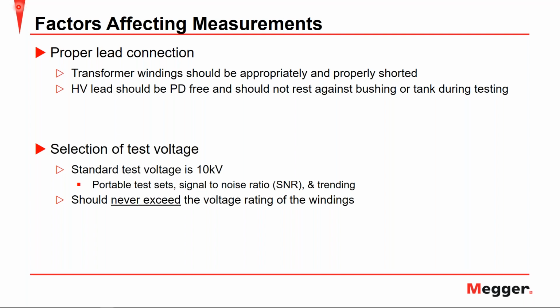And finally is the selection of your test voltage. The standard test voltage is 10 kV. This is what the factory uses as well. This helps keep the test sets portable, helps with a good signal to noise ratio, and helps with trending. If you're testing at the same voltage every time, and the same as what the factory did, you can use that as a good baseline, and this allows for strong trending capabilities. That being said, you should never exceed the voltage rating of the windings. If your winding is rated for less than 10 kV, you should set the test voltage appropriately to that rating, so that you don't damage or stress the windings or the insulation.